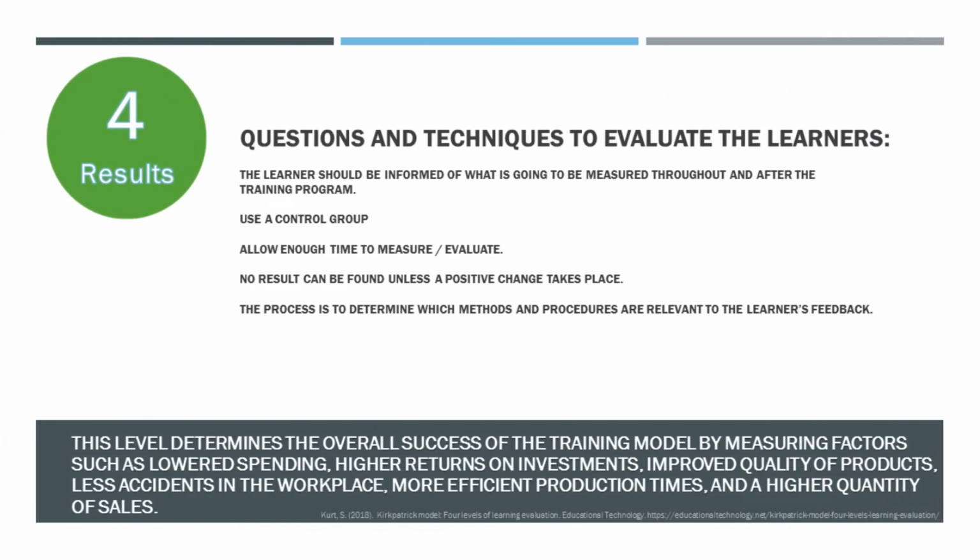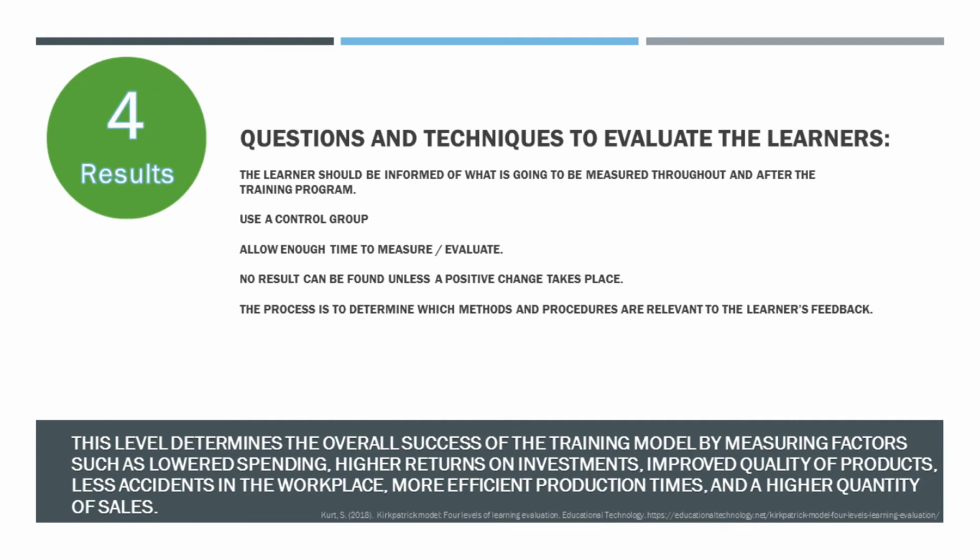Lastly, Level 4 determines the overall success of the training model by measuring factors such as lowered spending, higher returns on investments, improved quality of products, less accidents in the workplace, more efficient production times, and a higher quantity of sales. The learner should be informed of what is going to be measured throughout and after the training program.